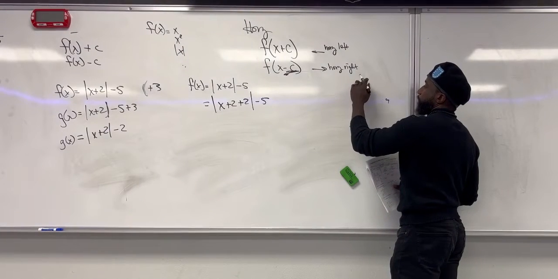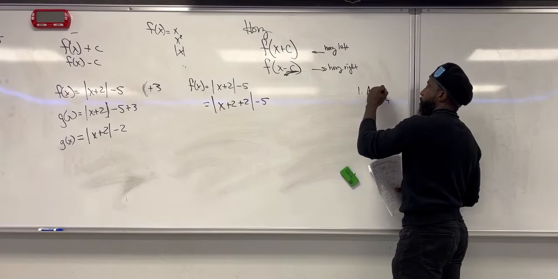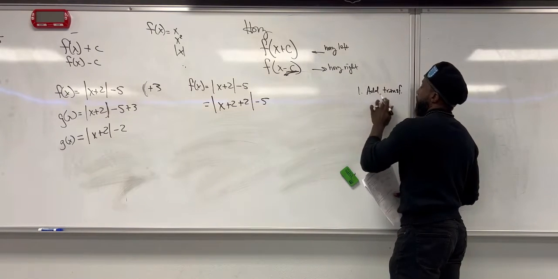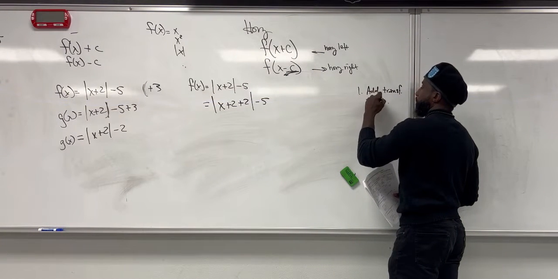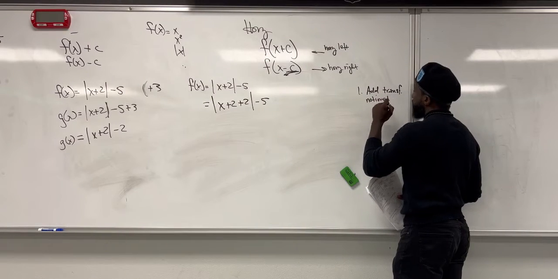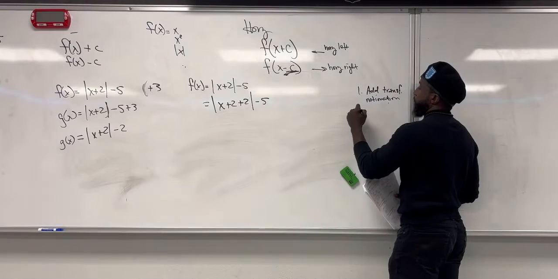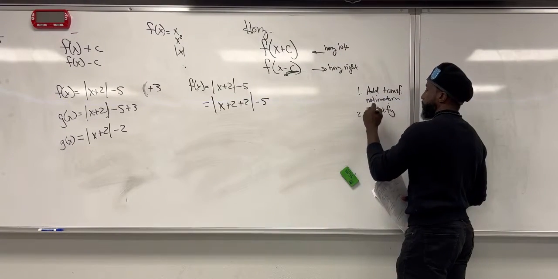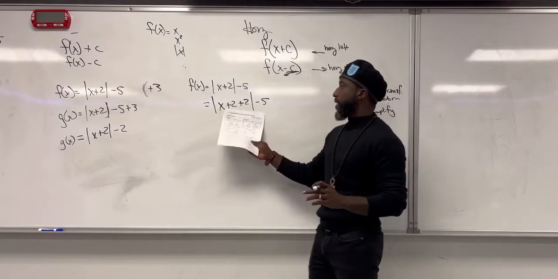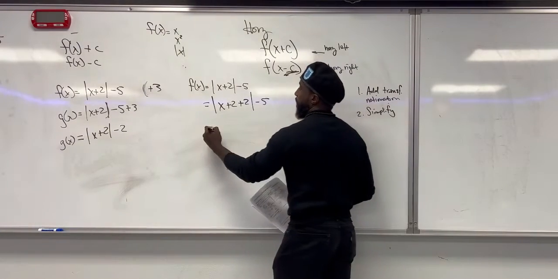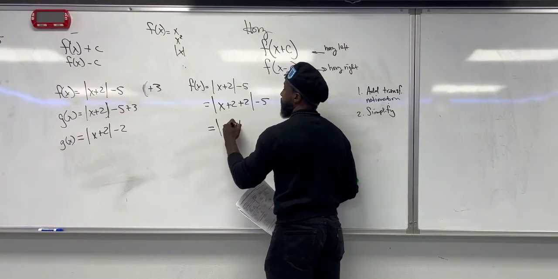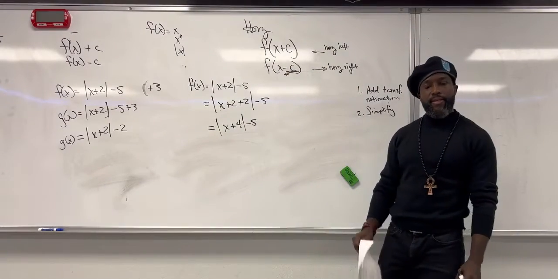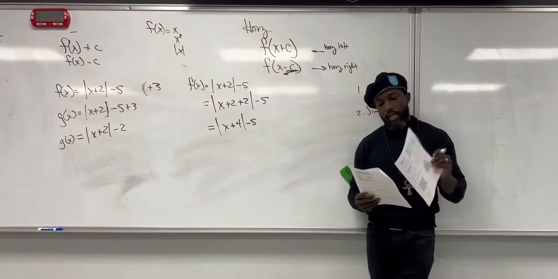So the first thing you want to do is add the transformation in transformation notation, right? And then you're going to simplify. So we added it here, and we're going to simplify it. So we end up with x plus 4 minus 5. How many students have that for B? Fantastic. Okay? All right, let's go on.